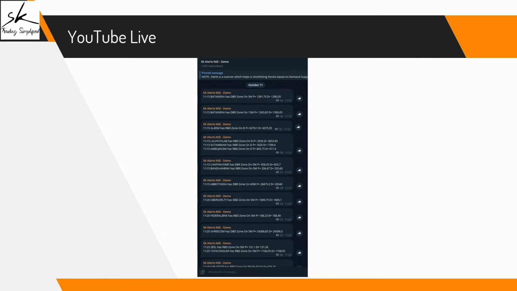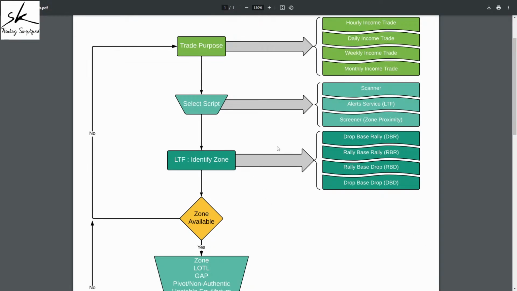Now remember, just because you're getting these notifications does not mean you can blindly buy or sell. This is a screener which is telling you where these zones are getting formed. Once you have that information, you will have to qualify those zones based on your trade plan. And only if they qualify based on your trade plan can they be your opportunity.